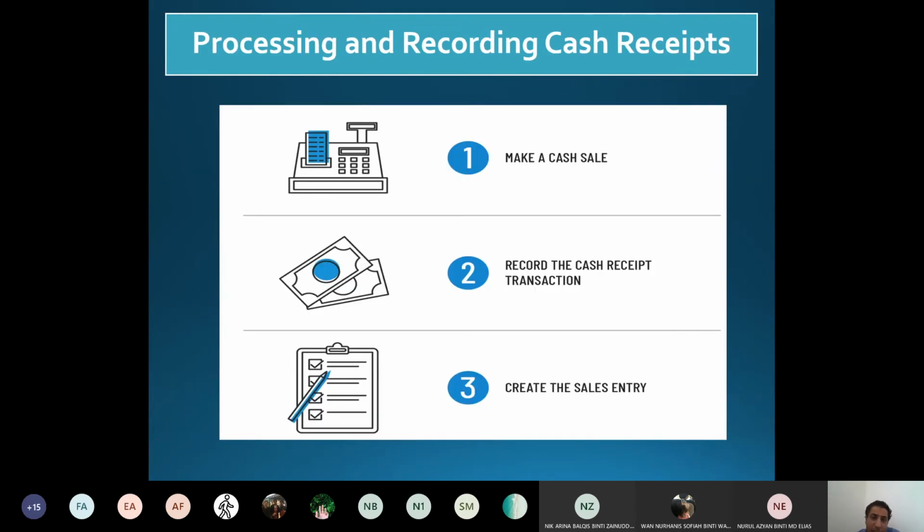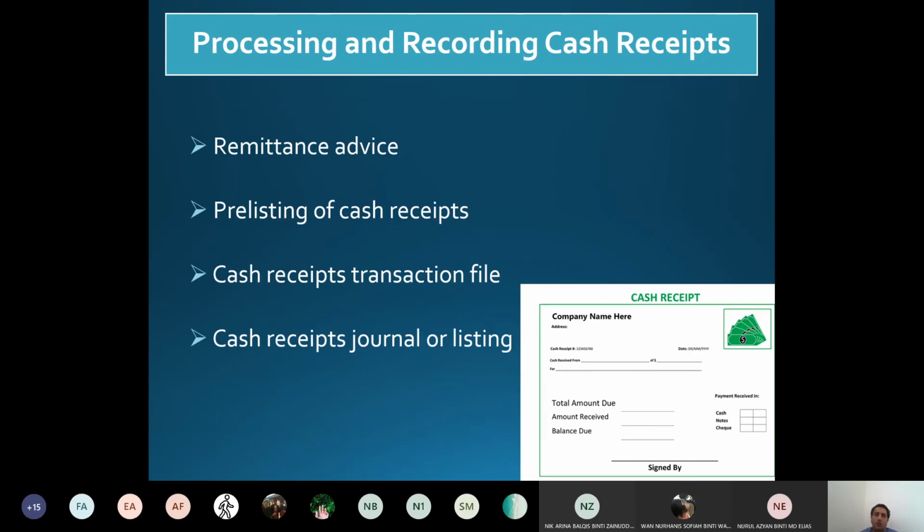Okay, let's say we receive cash. If we receive cash, there are three main functions: make the cash sale, meaning receiving the cash, and we need to record the cash received transaction, and then we need to create the sales entry in the account. Okay, so what is the process?